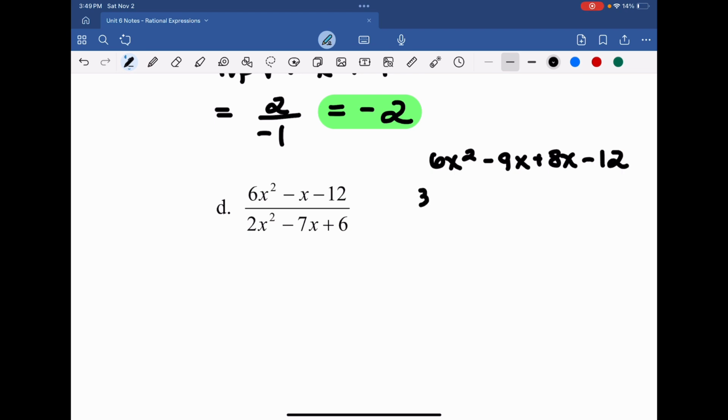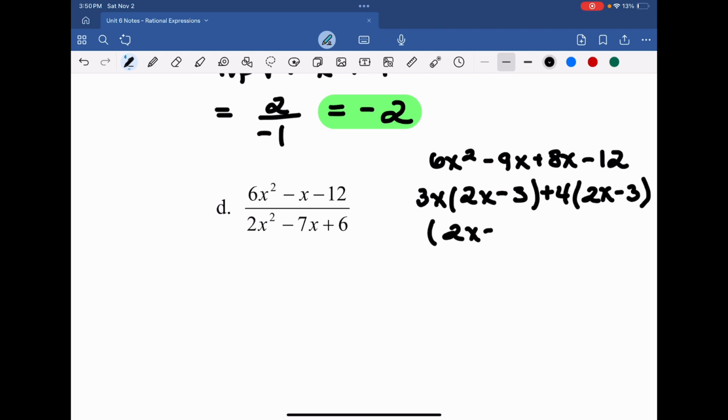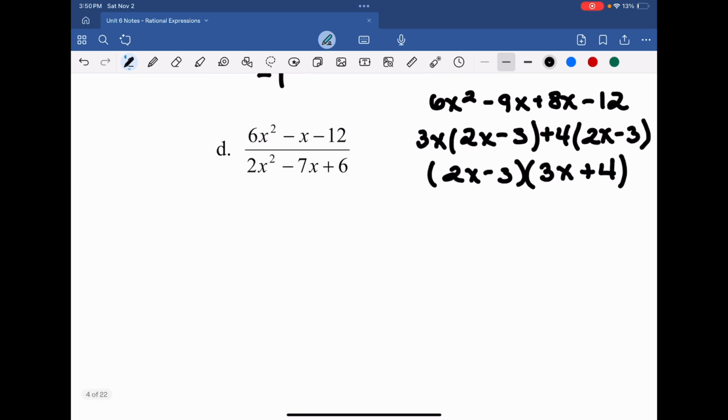I'm going to factor by grouping. I'm going to remove out a 3x, leaving me behind with 2x minus 3. I see 8 and 12 both divide by 4, so I'm going to take out a 4 and leave behind 2x minus 3. Now I take one of those common binomials, and I pair together the outside binomials, and this becomes my numerator. Now I'm going to do the same thing with the denominator.